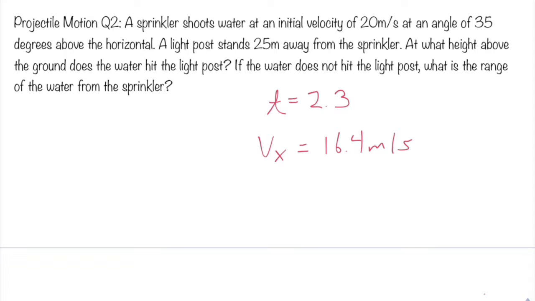When we knew that, we then solved for the amount of time that it took the water to travel those 25 meters, which in that case ended up being about 1.52 seconds. And then once we had that 1.52 seconds, we had our vertical component of the initial velocity. We were able to simply plug into the delta y equation to solve for the height of the water at the 25 meters at the time of 1.52 seconds.